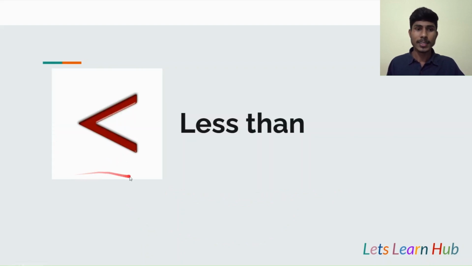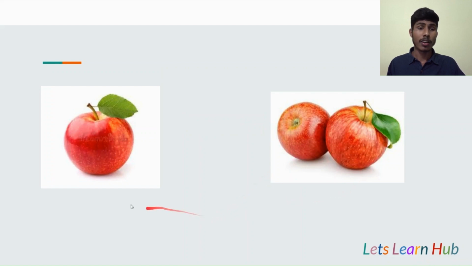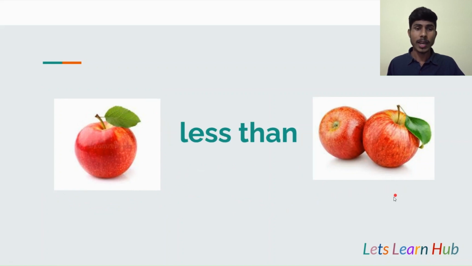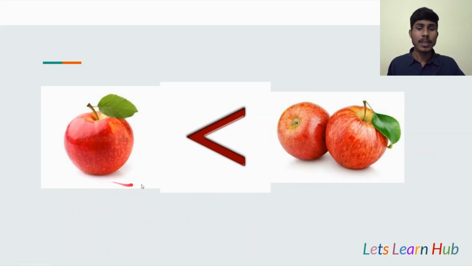Our next symbol is less than. This is how less than will look like. Okay, and let's understand what less than means. Suppose you have one apple on your left side and two apples on the right side this time. That means we say one apple is less than two apples, right? Here one apple is the smaller one. So we say one apple is smaller than two apples. And we say the same thing as one apple less than two apples, right? And we represent the same thing mathematically as one apple less than two apples. Okay, this is what less than means. This is how we represent less than.